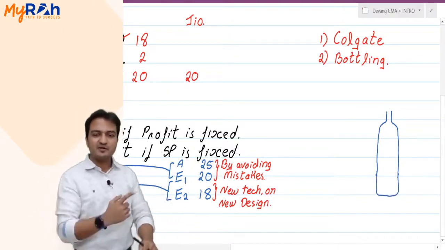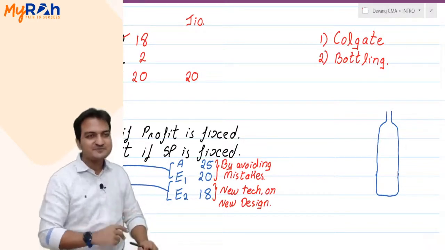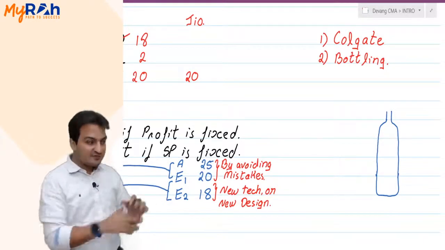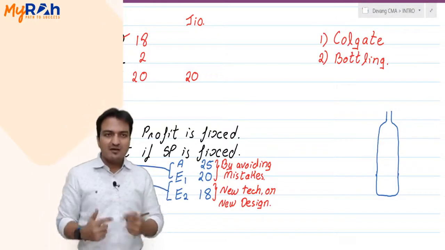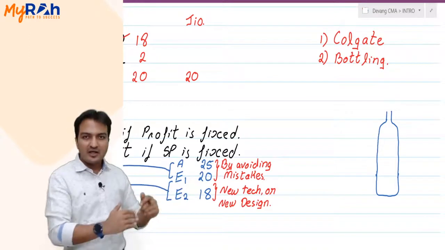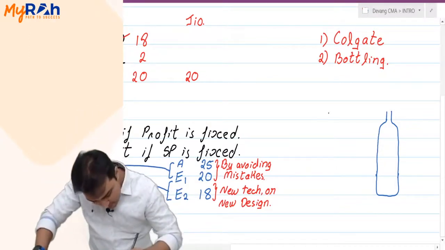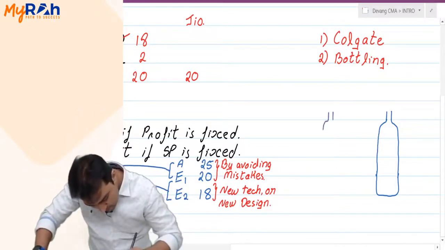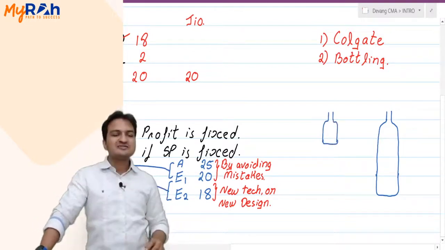Say this is a mineral water bottle, don't think of anything else. If this is the final product, the bottle manufacturing does not directly produce this final product. What happens is, first they will produce a small bottle like this. It's called a preform.